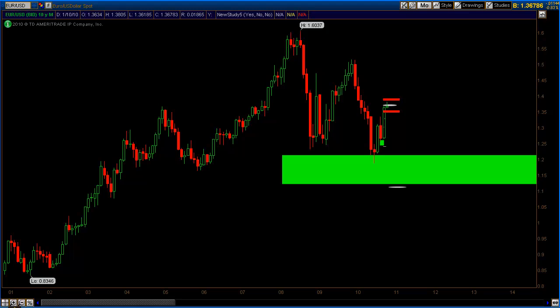Hello everybody, this is PillarTrading.com, and in today's chart of the day we are going to be going over the euro versus the US dollar spot. A couple of very large moves have set up on this chart that are going to allow us to get into some major positions. We're going to be going over those in a sec.